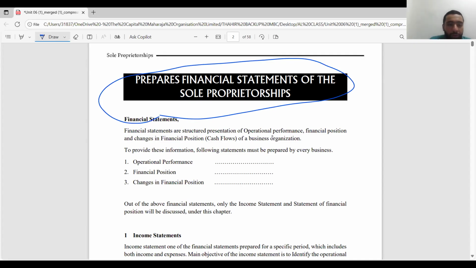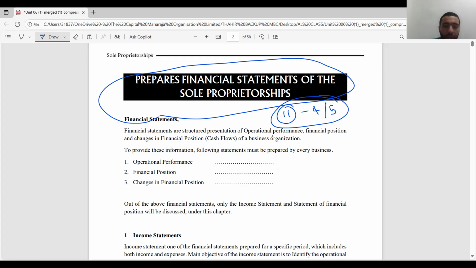First of all, what are financial statements? We learned the basics in grade 10 and 11, during your O-levels, chapter number 4 and chapter number 5, as far as I can remember. This is where you got the basics. Even if you have not done O-level commerce, no problem. Let's quickly move on and start.